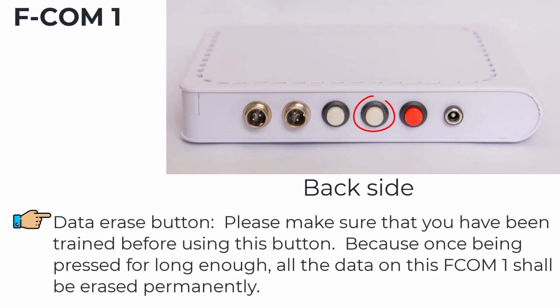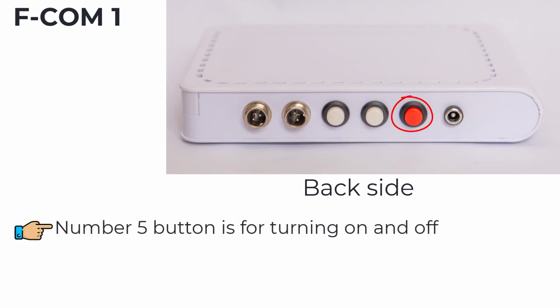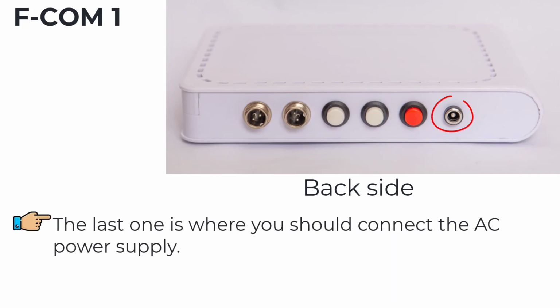4. Data erase button. Please make sure that you have been trained before using this button, because once pressed for long enough, all the data on this FCOM 1 shall be erased permanently. Number 5 button is for turning on and off. The last one is where you should connect the AC power supply.